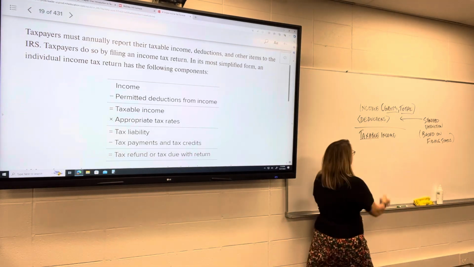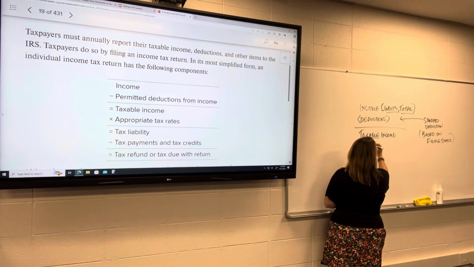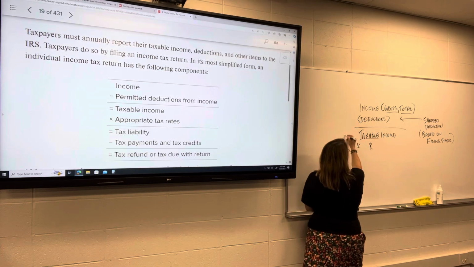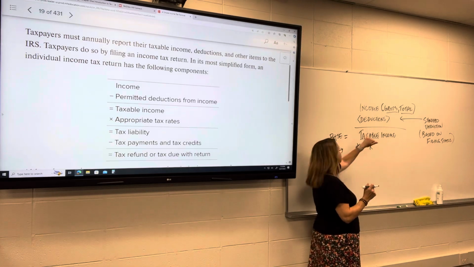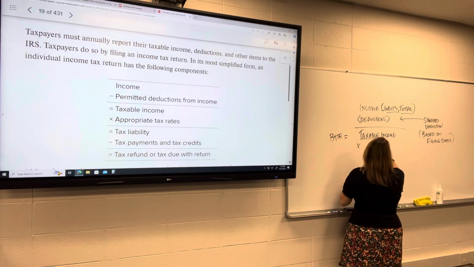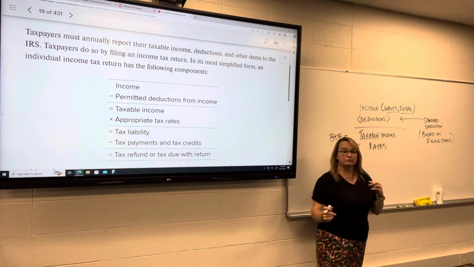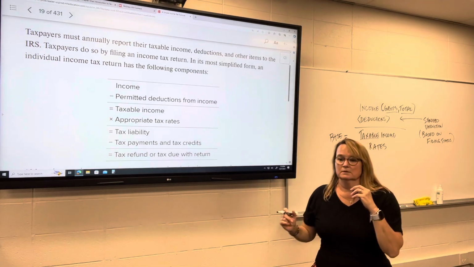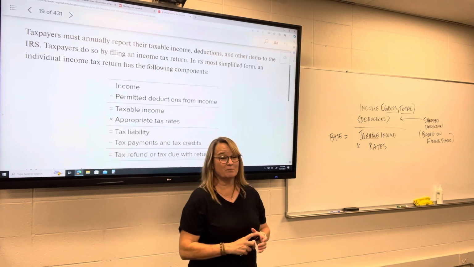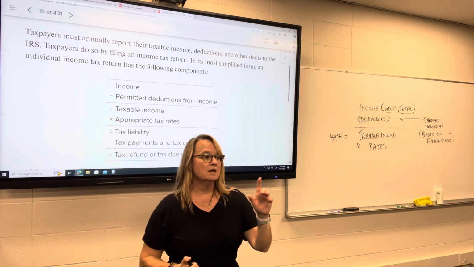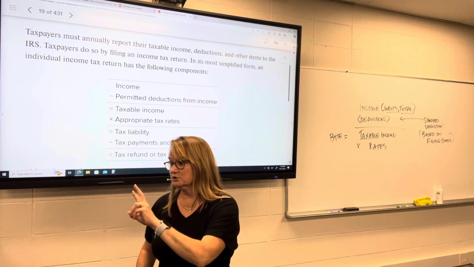Our taxable income, we multiply by our rate. So this is our base here, right? That's our tax base, this taxable income. We're going to multiply it by our rates, and we're going to do that calculation with regard to marginal tax rates. And you'll see you've got a couple of different ways that you can do that calculation.